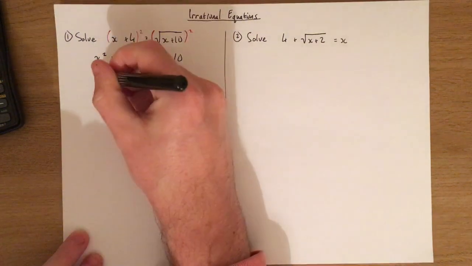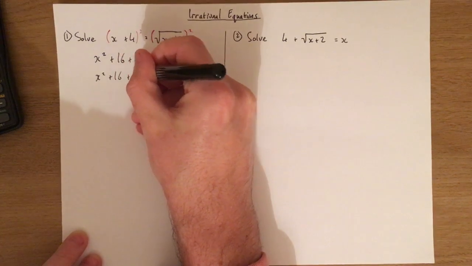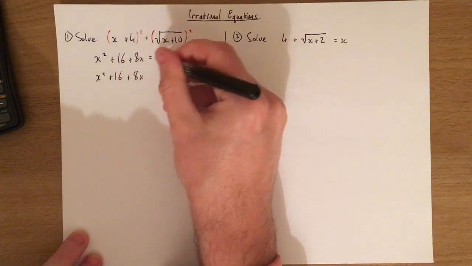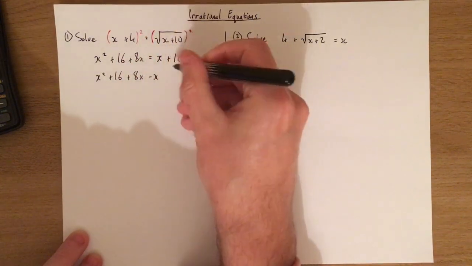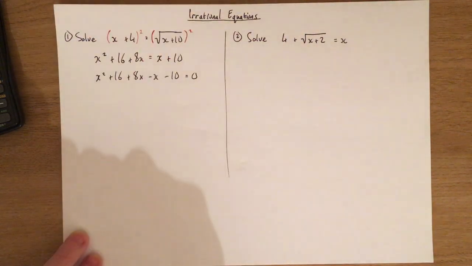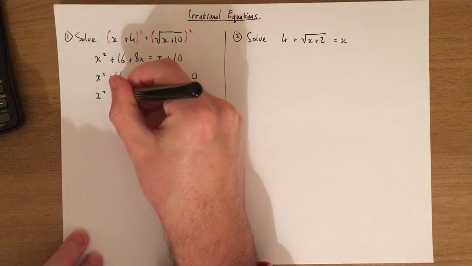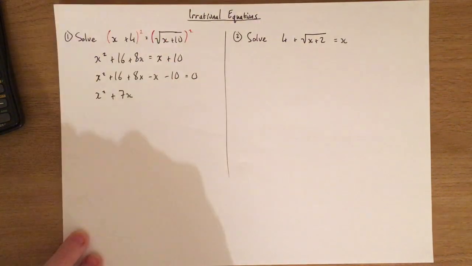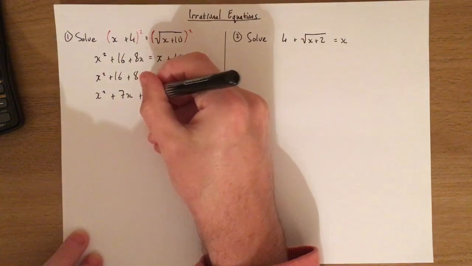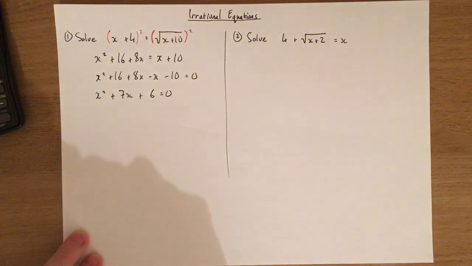So get everything over to the left-hand side. So I've got x squared plus 16 plus 8x. Bring the x over, it becomes minus x. Bring the 10 over, it becomes minus 10 equals 0. So x squared plus 7x plus 16 minus 10 is 6 is equal to 0.